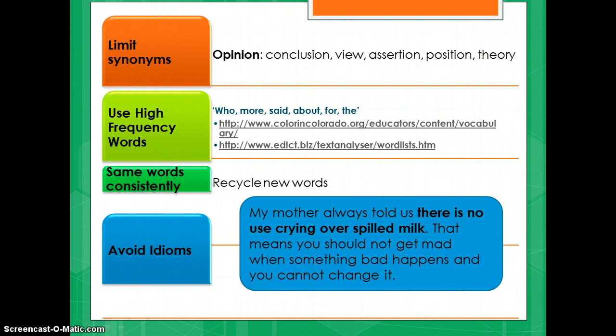I've spoken Spanish just about all my life, but I still quite often hear idioms spoken in Spanish that completely throw me off. So this is something that's not just limited to beginning learners. Even intermediate learners have a hard time with idioms. They're very hard to avoid, however. And so when you must use idioms, then go ahead and explain them. So you would say something like, my mother always told us there is no use crying over spilt milk. That means you should not get mad when something bad happens and you cannot change it. That way, you're providing access for your learners to understand your meaning.